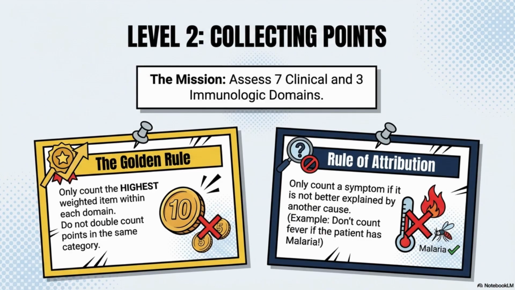We assess 7 clinical and 3 immunological domains. The golden rule here is you can only count the highest weighted item in a domain, don't double count. Rule of attribution: don't count a fever if they have malaria. It must be due to lupus.